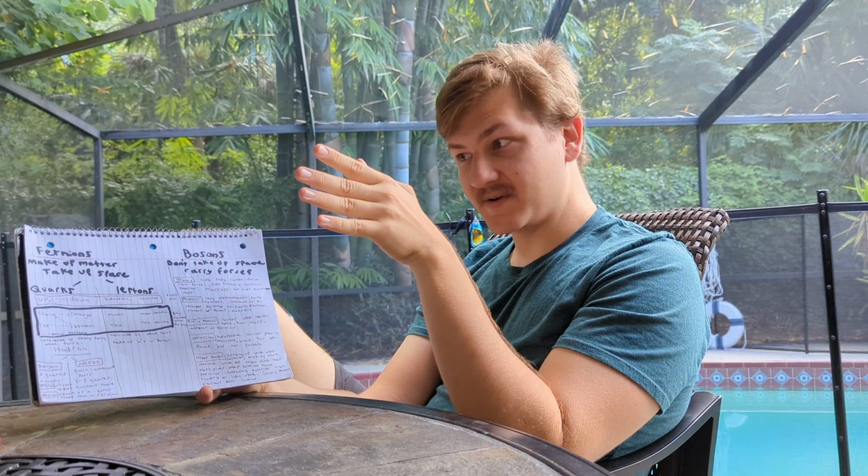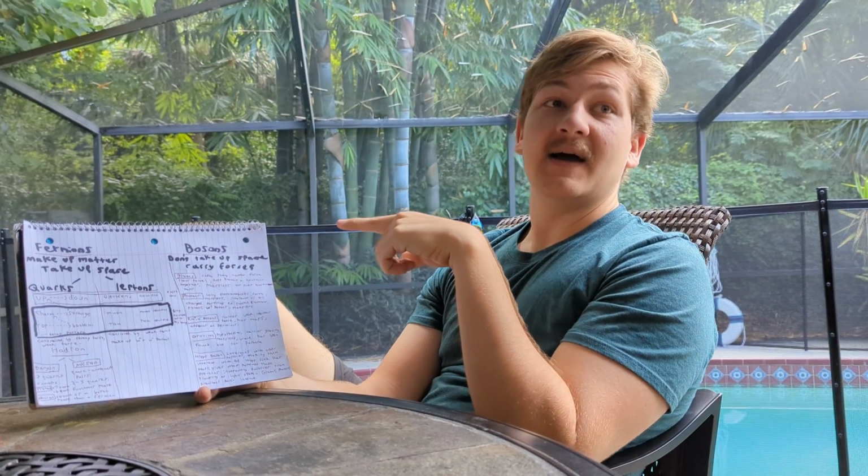Okay, so there are two types of particles, really, in the universe. There are fermions and there are bosons. The big difference between them is that you're made of fermions and you're not made of bosons. Fermions make up all matter. They take up space like we do. They're made of quarks and leptons.